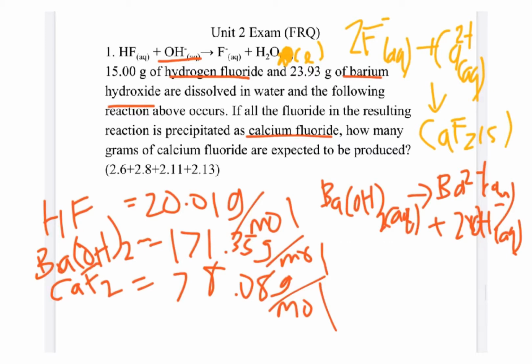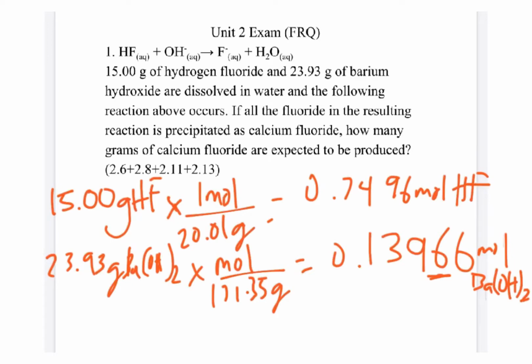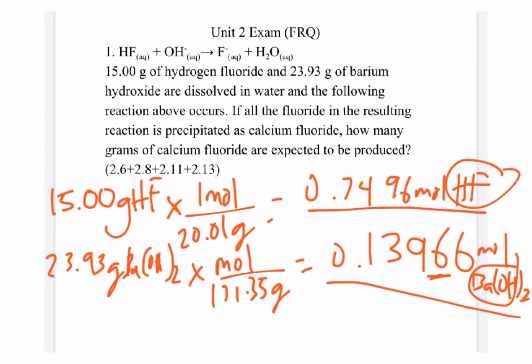And now let's figure out some things. Let's figure out how many moles of hydrogen fluoride and how many moles of barium hydroxide there are. I'll do that on a new page. So here I calculated the moles of hydrogen fluoride, or hydrofluoric acid in the aqueous form, as well as the moles of barium hydroxide that are dissolved. But the reaction is not between this and this. It's between hydrogen fluoride and hydroxide. So we have to single out the hydroxide from this.